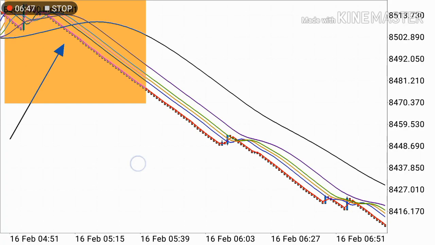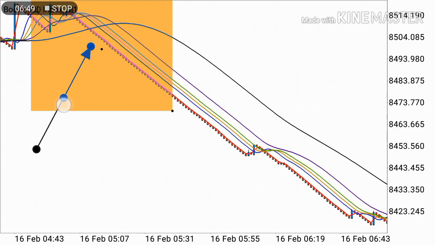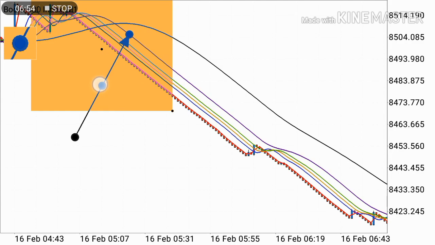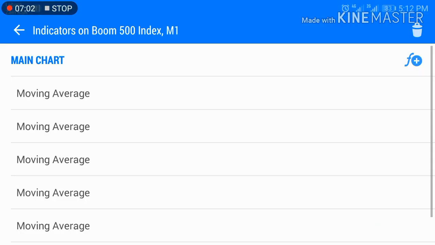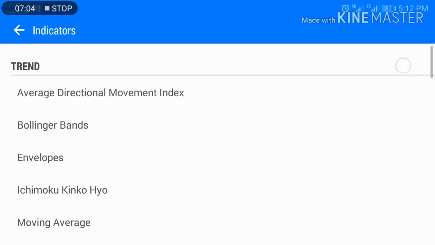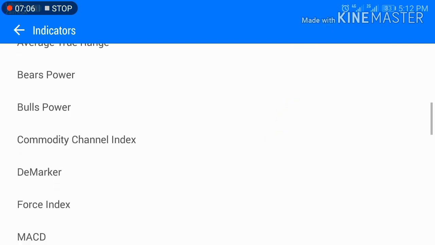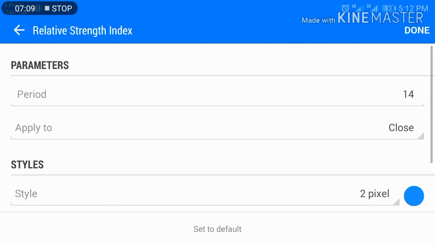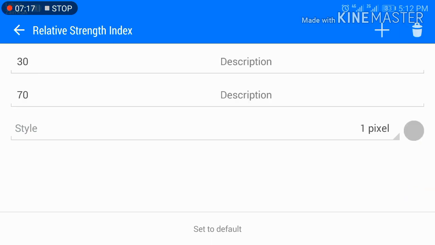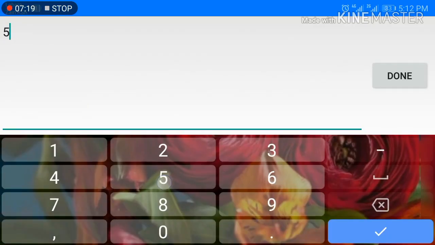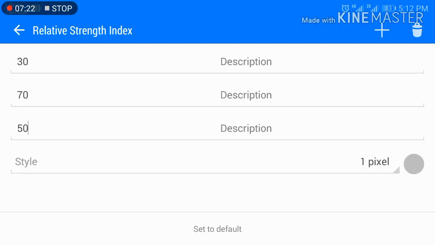For entry, you have to choose this method. Once all moving averages cross each other, you have to take your position in the market. Okay, and when to exit? For exit, set up a true indicator, RSI, very famous, set to default, and 30-70 levels, add one more 50 level, and done.